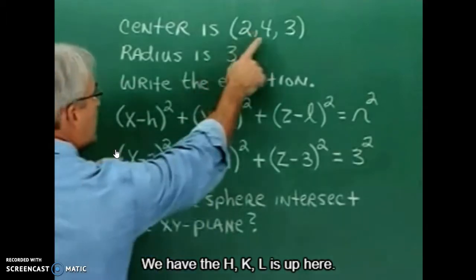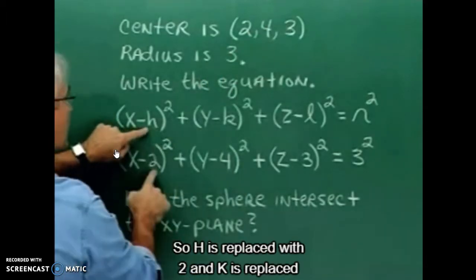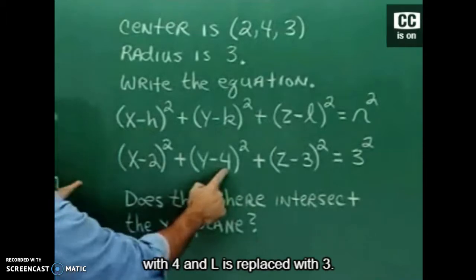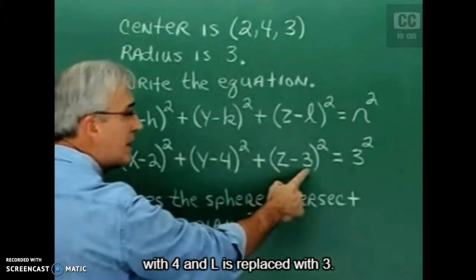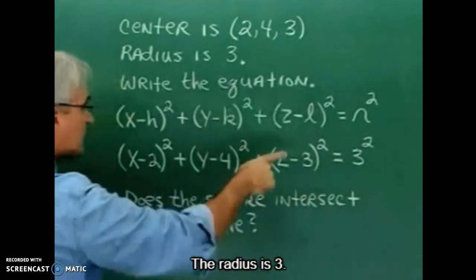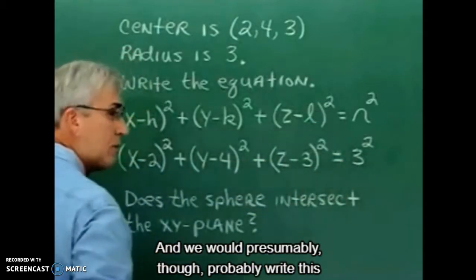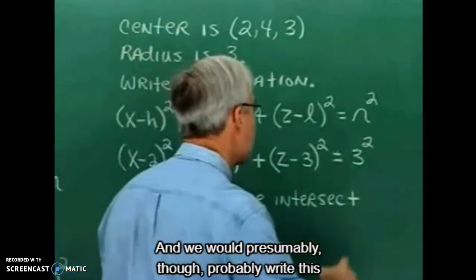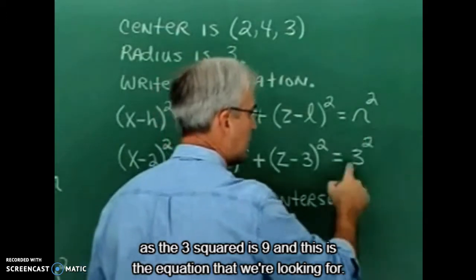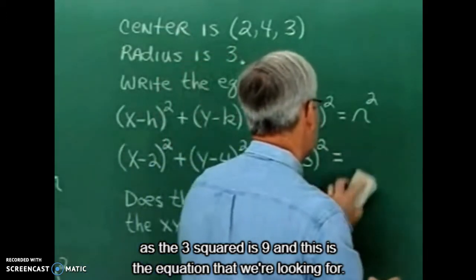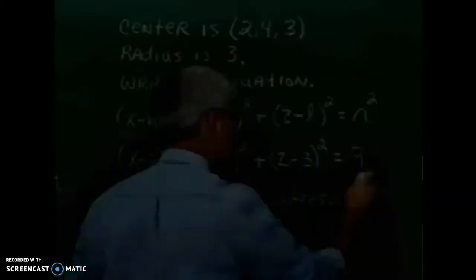We have the h, k, l is up here, so h is replaced with 2, and k is replaced with 4, and l is replaced with 3. The radius is 3, so r is replaced with 3, and we would probably write this as the 3 squared is 9, and this is the equation that we're looking for.